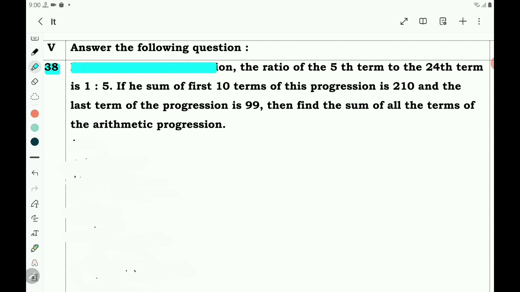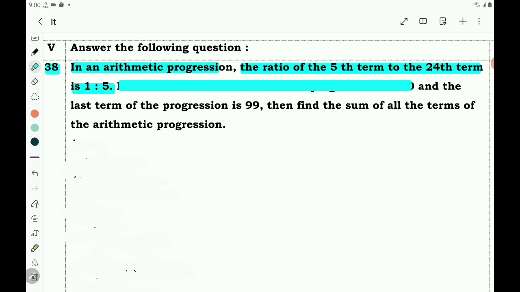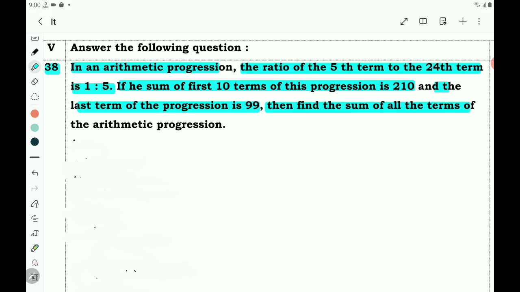In an arithmetic progression, the ratio of the fifth term to the 24th term is 1:5. If the sum of the first 10 terms of this progression is 210 and the last term of the progression is 99, then find the sum of all the terms of the arithmetic progression. Here the ratio between the fifth term and 24th term is given, and the sum of the 10 terms is given, and the last term is given. Then what do we have to find out? We have to find the sum of all the terms of that AP.